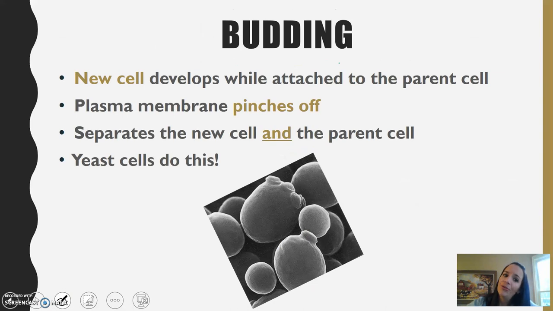Let's go back then to the asexual method. So budding is one method of asexual reproduction, and this is simply, it's kind of like cloning. They essentially pinch a piece of themselves off to make something new, and then bingo, you have a parent cell and a baby cell. And this is really common in yeast cells, and you can see that in this picture here.